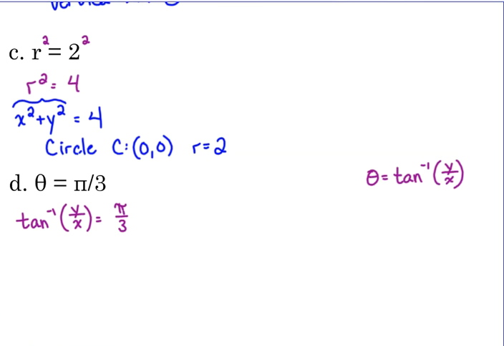Now, we definitely don't want to leave it like that, because inverse trig and y and x are on the same side. So let's move some things around. If I want to get the y over x out of the inverse tangent, I move that to the other side. If I move inverse tangent to the other side, it's just the regular tangent. Okay, just using that inverse relationship there.